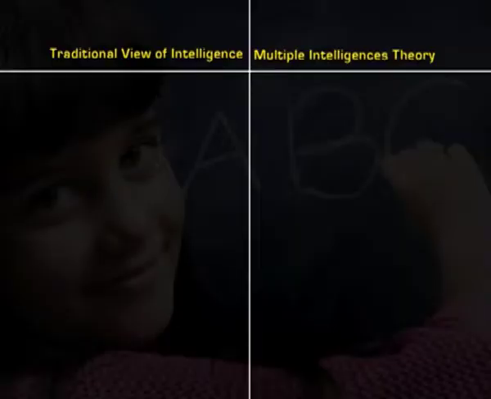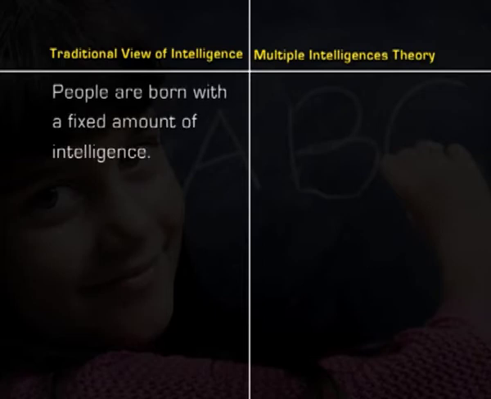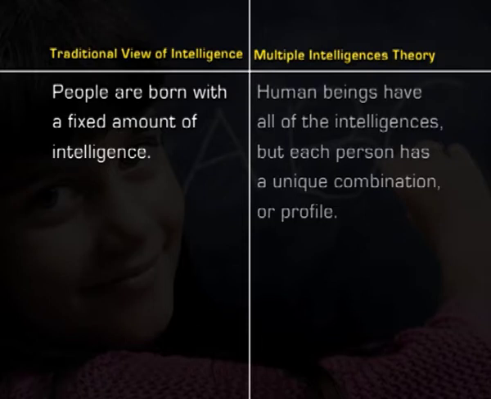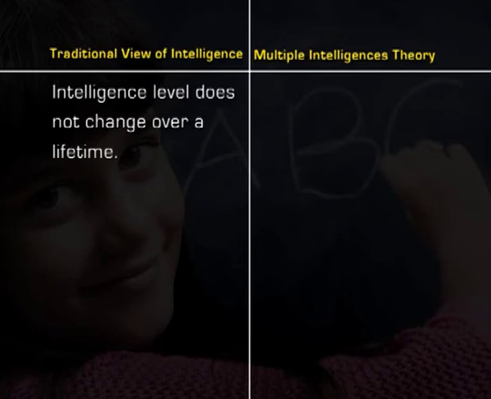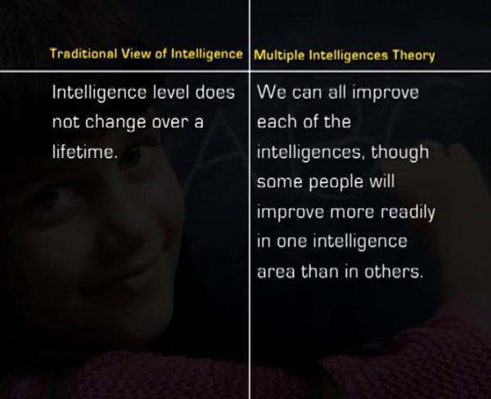Let's now have a look at the difference between the traditional view of intelligence and multiple intelligence theory. Traditional view of intelligence: people are born with a fixed amount of intelligence. Multiple intelligence theory: human beings have all of the intelligences, but each person has a unique combination or profile. Traditional view: intelligence level does not change over a lifetime. MI theory: we can all improve each of these intelligences, though some people will improve more readily in one intelligence area than in others.